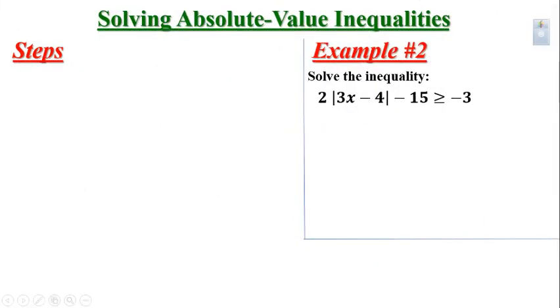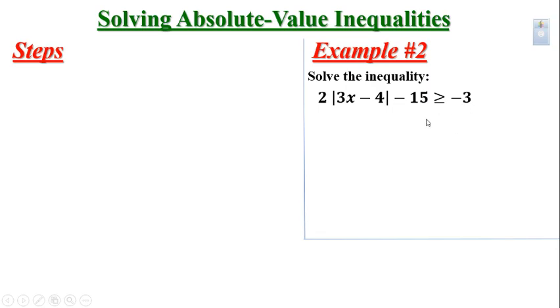Now let's try the other example. The next example is: solve the inequality 2 times the absolute value of 3x minus 4 minus 15 greater than or equal to -3.